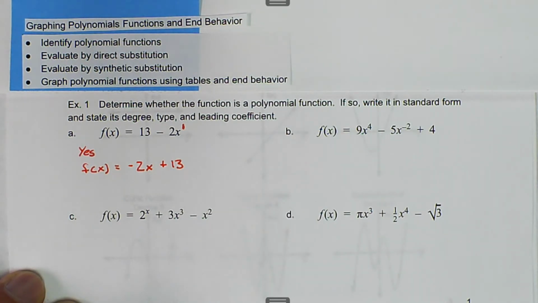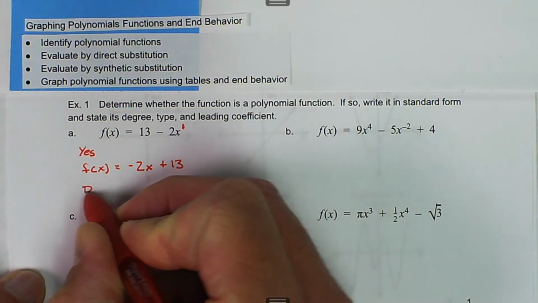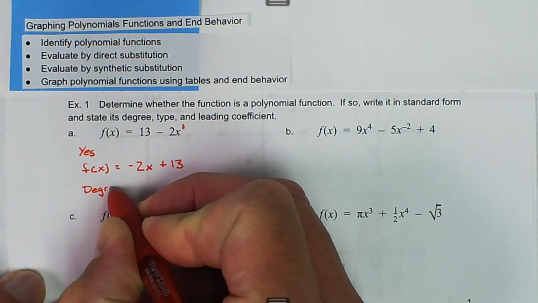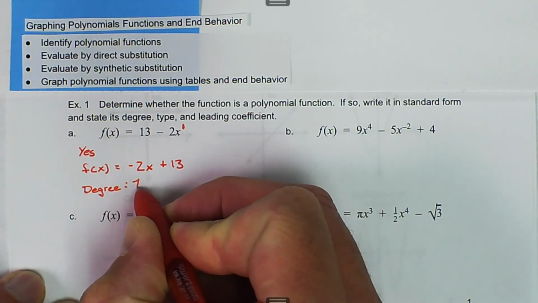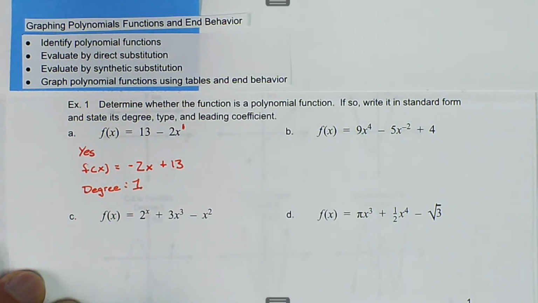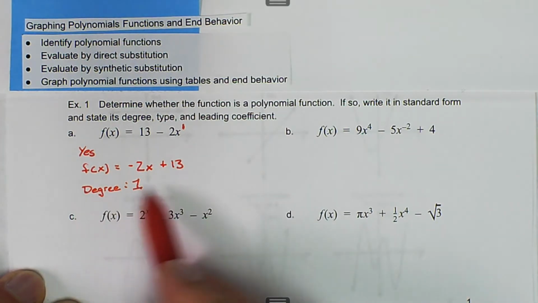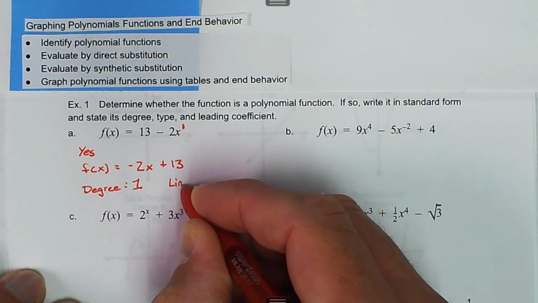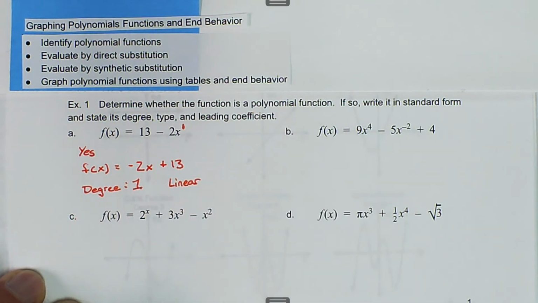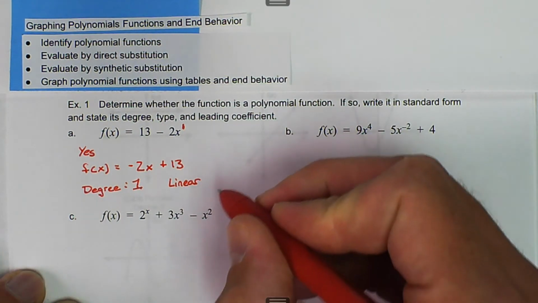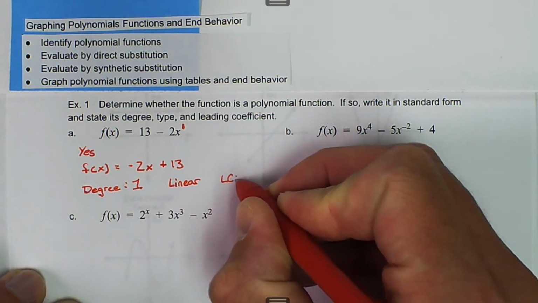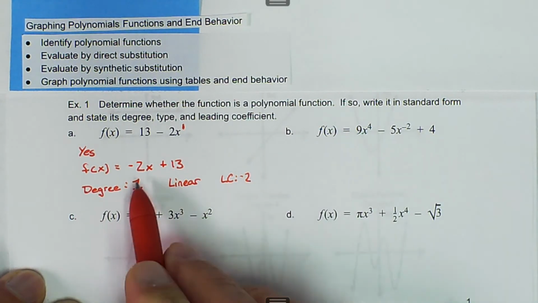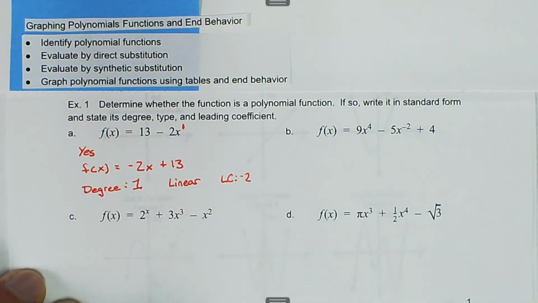And then it says, state the degree. So in this case, the degree is the highest exponent. So the degree of this is 1. What type of function is it? If it has a degree of 1, then it has to be a linear function. And what is the leading coefficient? In this case, the leading coefficient is negative 2, because that's the coefficient that's in front of the highest degree.